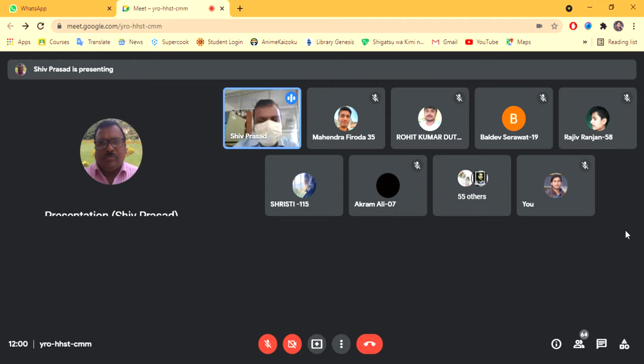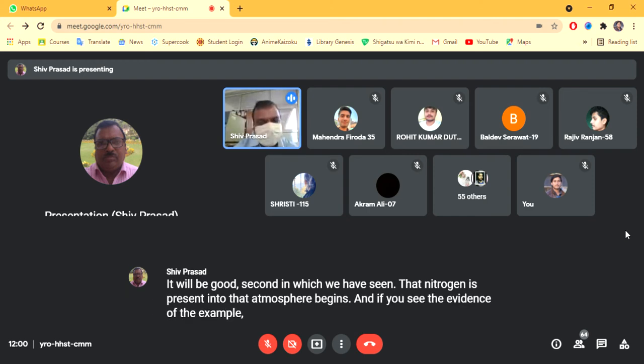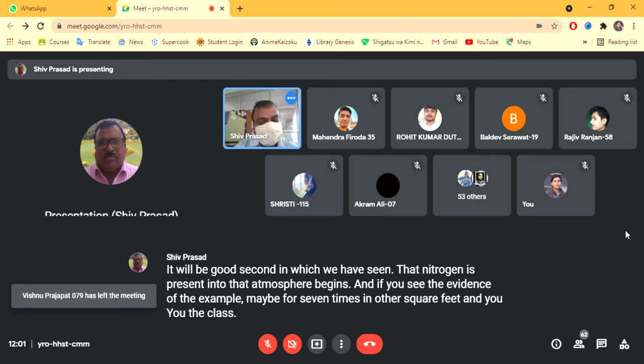Okay, so we are going to the nitrogen cycle, in which we have seen that nitrogen is present in the atmosphere in the N2 form, and that is unavailable to plants in most systems. If you see the abundance of this nitrogen, it is about 7 tons per square foot area, and nitrogen is an important source for the synthesis of protein in plants.